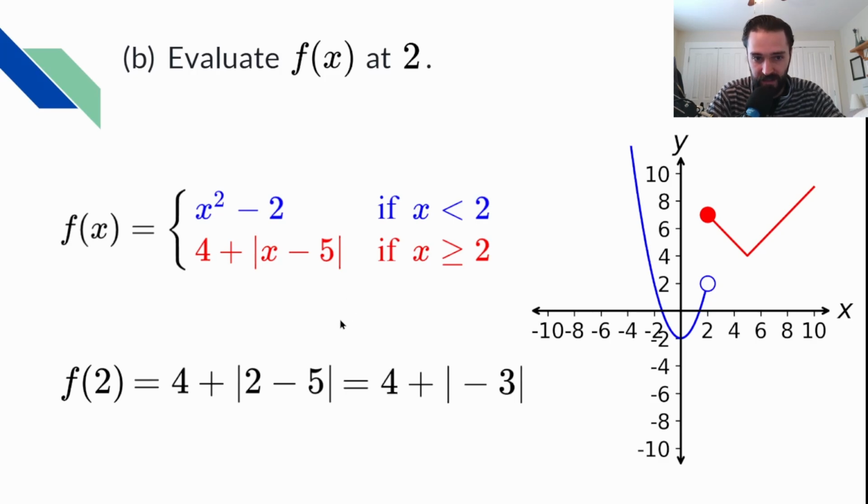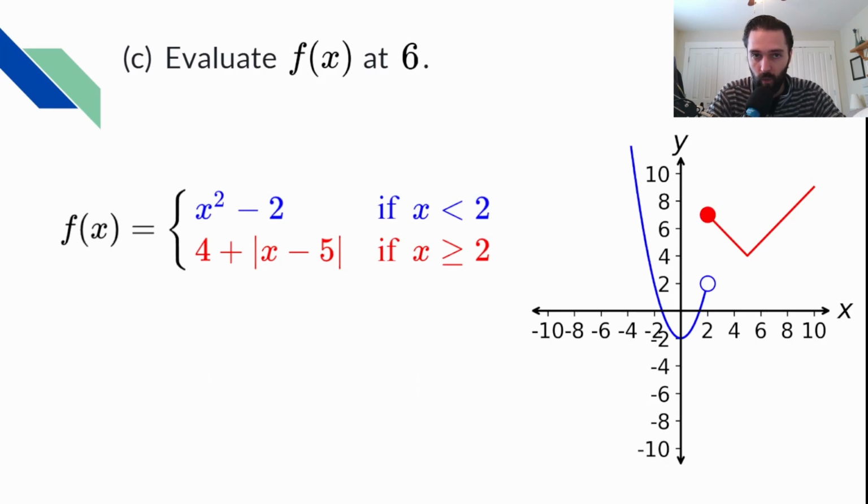All right, and that gives us 4 plus the absolute value of negative 3. And the absolute value of negative 3 is positive 3. So we get this, which is equal to 7. All right, f of 2 is equal to 7, which means that the point (2, 7) is somewhere on this graph, and we can see that it's this red point right here, (2, 7).